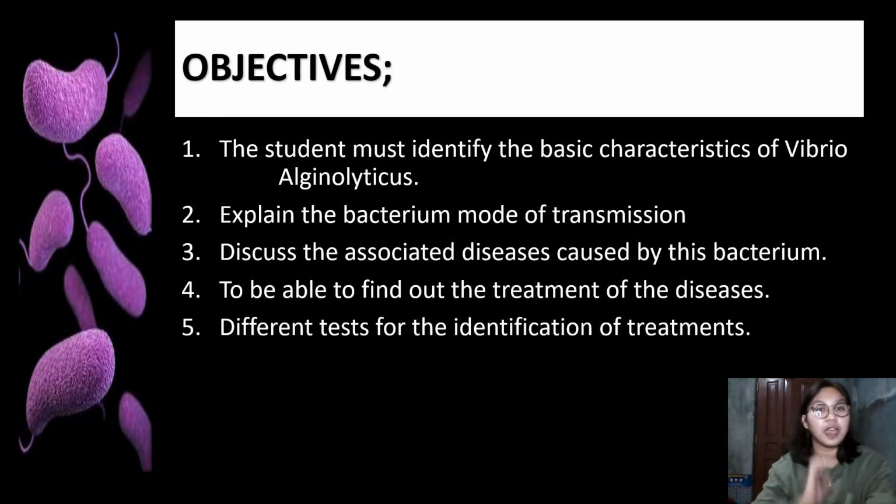For this topic, we have 5 objectives. The first one is the student must identify the basic characteristic of Vibrio Alginolyticus. The second one is explain the bacterium mode of transmission. Third, discuss the associated diseases caused by this bacterium. Fourth, to be able to find out the treatment of the diseases. And the last one is the different tests for the identification of treatments.